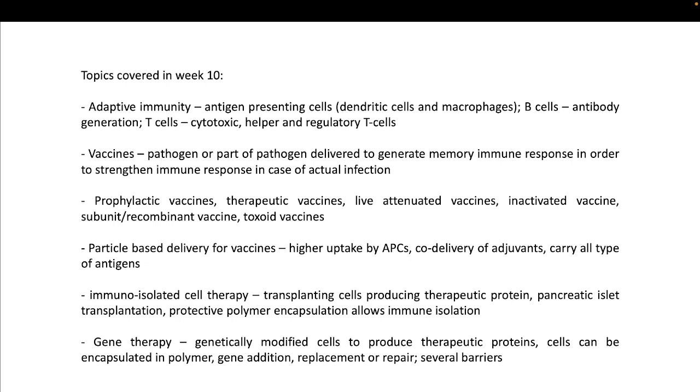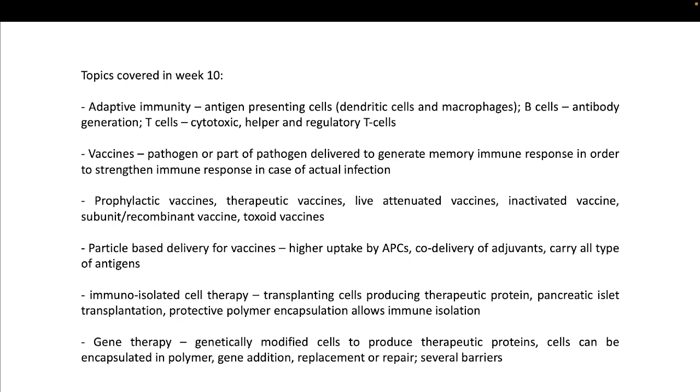Also, another advantage of delivering vaccines in particles is co-delivery of adjuvants. So adjuvants are nothing but molecules which help in increasing the immune response, they enhance the immune response. These are required for co-stimulation of the antigen presenting cells. So along with your actual vaccine subunit, you can also put in adjuvants in the same particle and then deliver it to APCs. So this will help in co-stimulation.